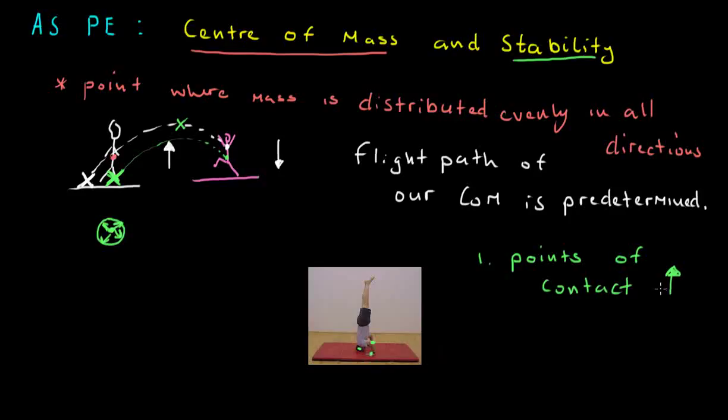So by having 3 points of contact, we are more stable. And also bear in mind that the centre of mass of this object, around about here, is directly over the base of support.